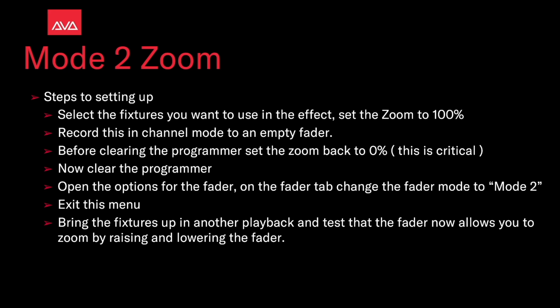Steps to setting this up: select the fixtures you want to use in the effect, set the zoom to 100%, record this in channel mode to an empty fader. Before clearing the programmer, set the zoom back to 0. This is critical. Now clear the programmer.